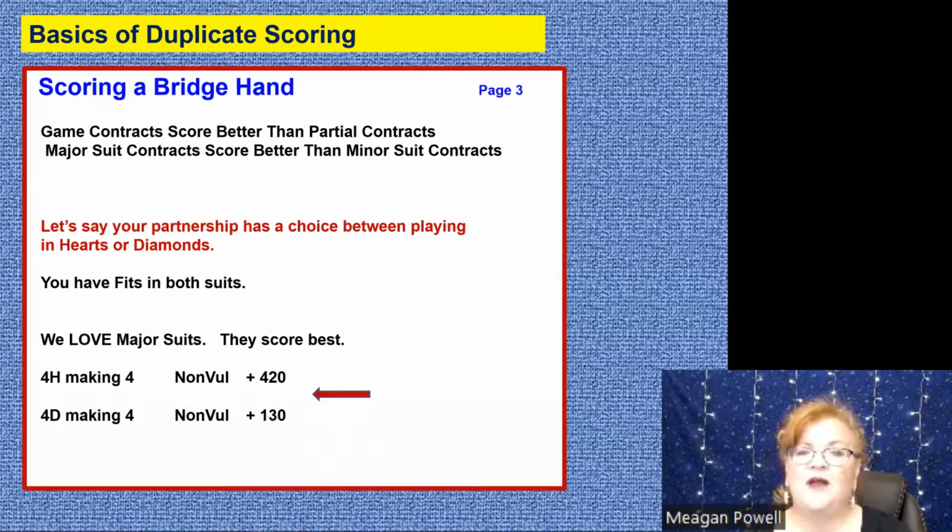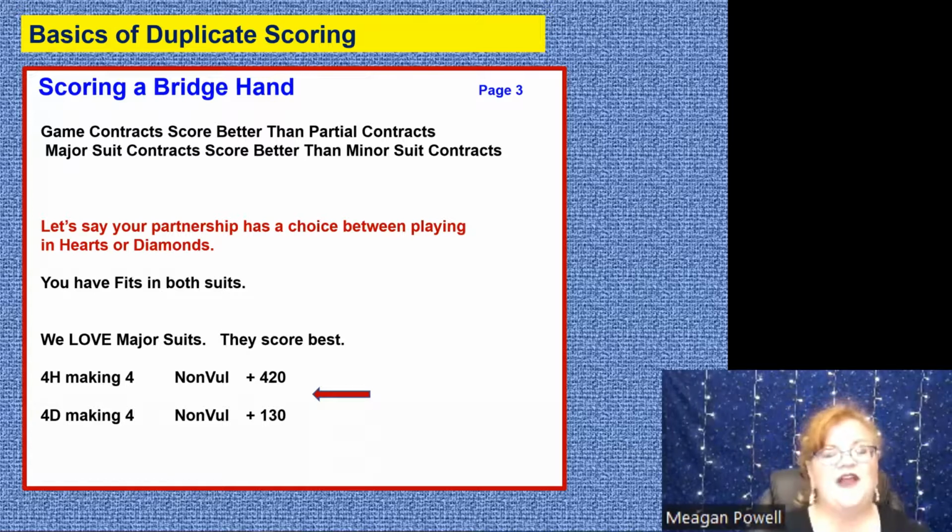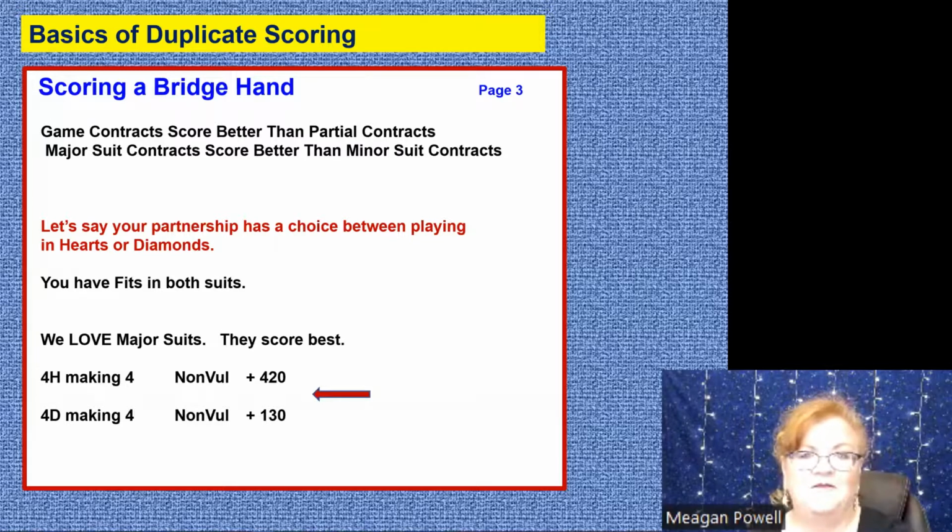What if you were in 4 diamonds? Remember I said you had a diamond fit. 4 diamonds making the same 4, the same 10 tricks, not vulnerable. Your score would be 130 points. Notice the difference. First of all, one of those contracts is a game contract, 4 hearts. 4 diamonds is not game, is it? The game level in diamonds is the 5 level. So you're not even in a full game contract. You're in a partial contract. Notice how badly minor suits compare to major suits in the scoring.